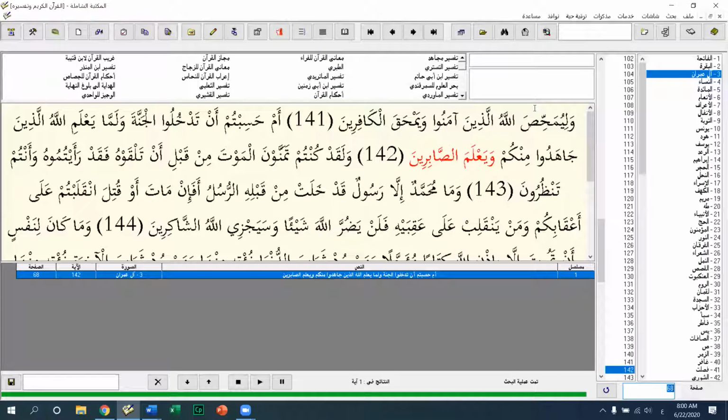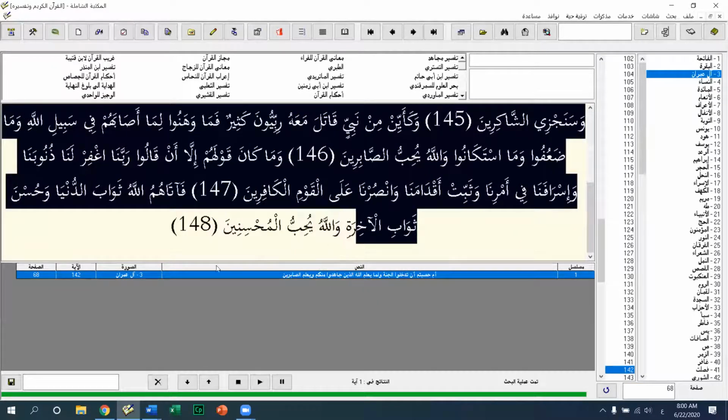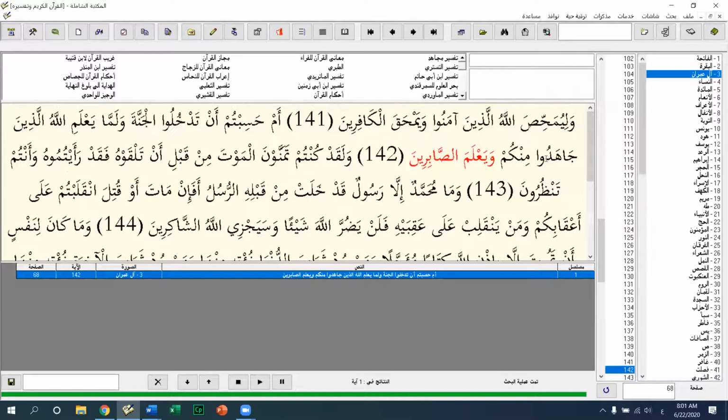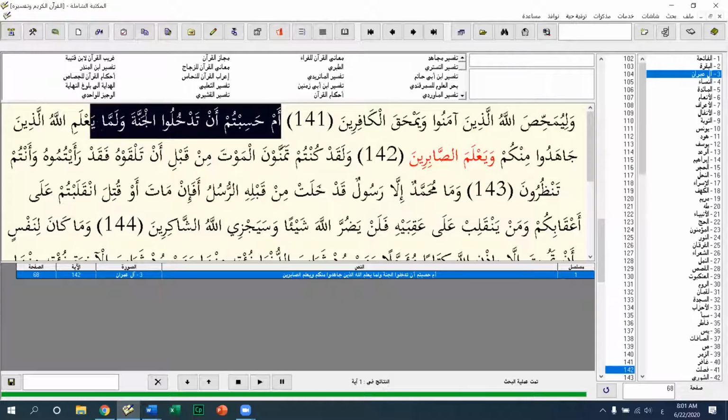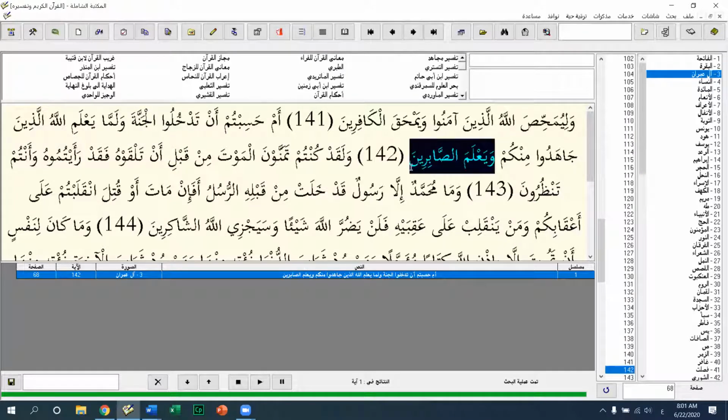So we see the whole ayah. Allah says, أم حسبتم أن تدخلوا الجنة ولما يعلم الله الذين جاهدوا منكم ويعلم الصابرين. So let me translate this first. Or do you think that you will enter Jannah and Allah does not know those who did jihad amongst you, those who struggled, those who strived and worked hard. وَيَعْلَمَ الصَّابِرِينَ, and He knows those who are patient as a result of the jihad.